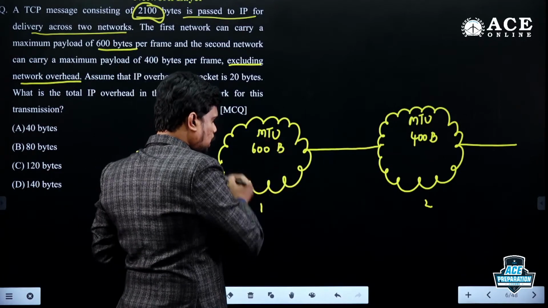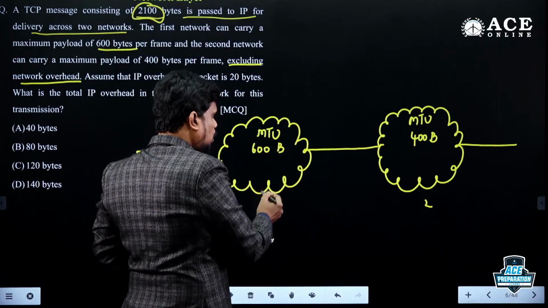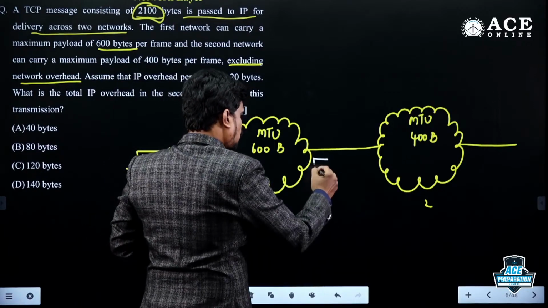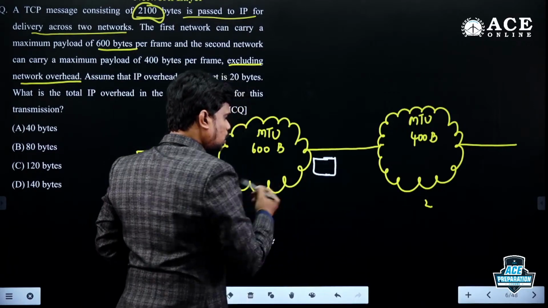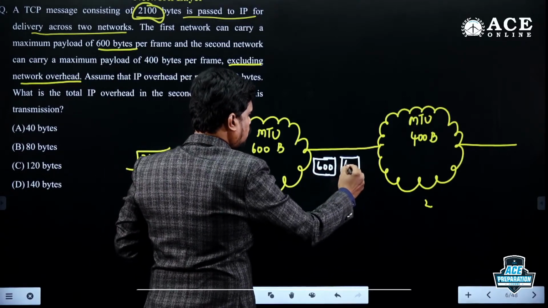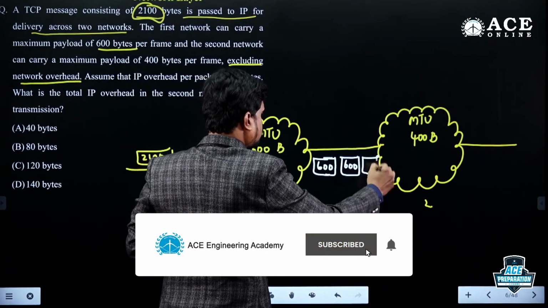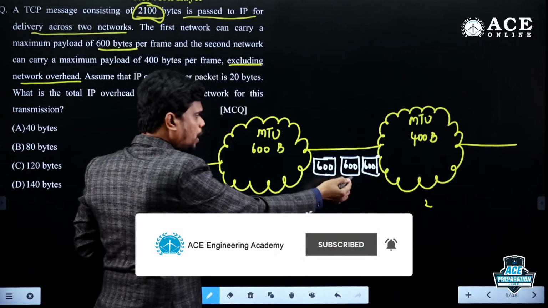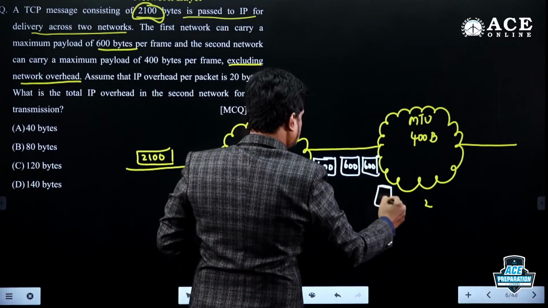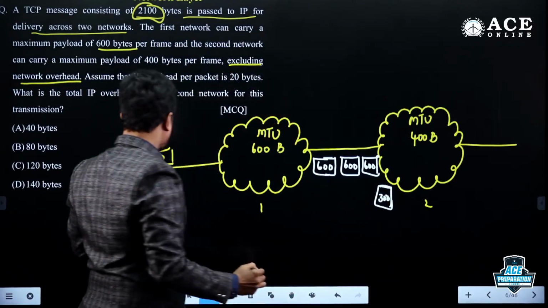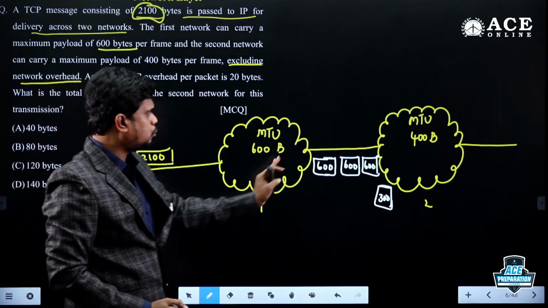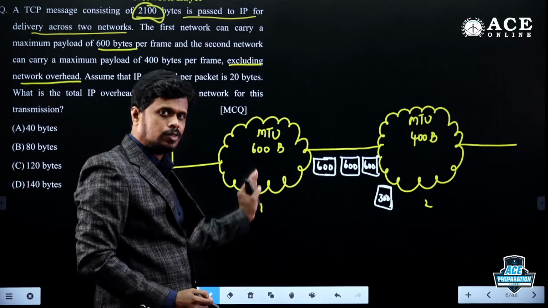After crossing this network, I can have 4 fragments here. What are the 4 fragments? The first one is 600, the second is also 600, and the third is also 600. With this, 1800, and the last one has just 300. So this 2100 bytes of message is fragmented into 4 fragments at network 1.